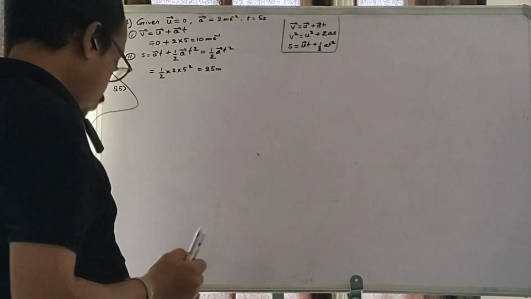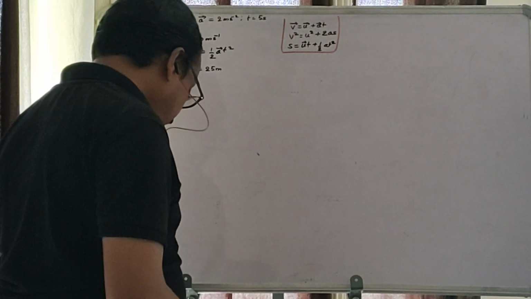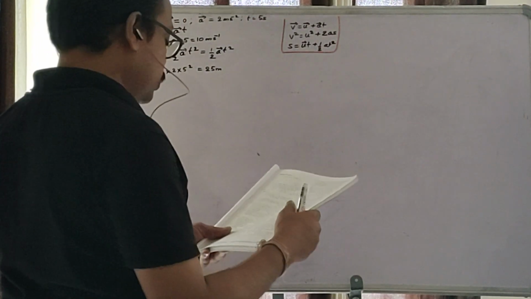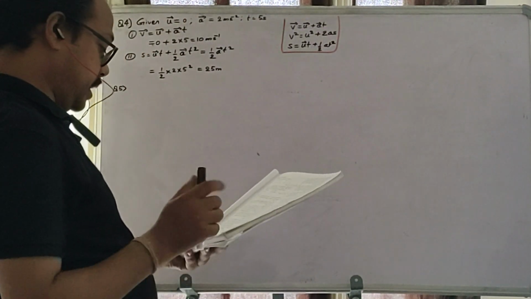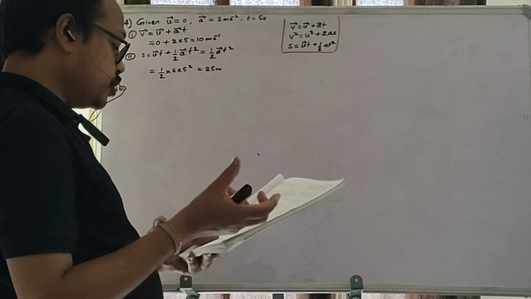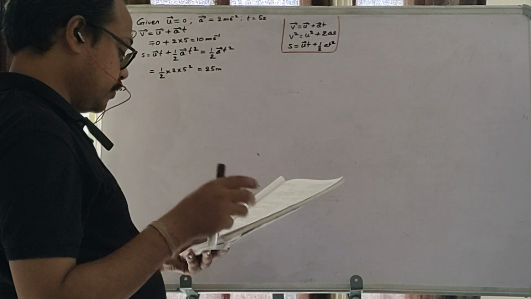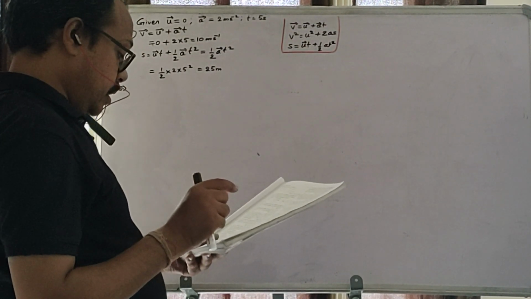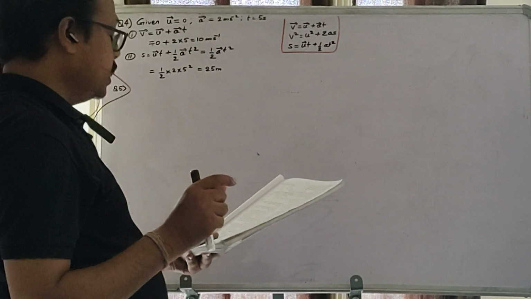exactly. Okay. So as for question number 5, a bullet initially moving with a velocity of 20 meter per second strikes the target and comes to rest after penetrating a distance of 10 centimeter in the target. Calculate the retardation caused by the target.